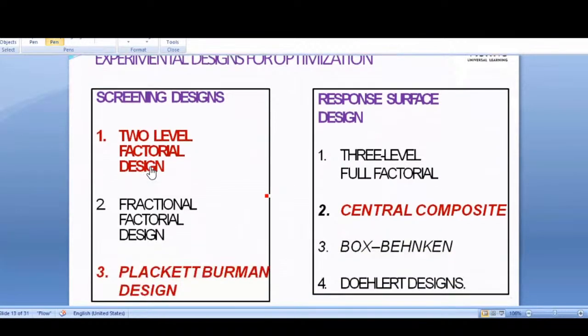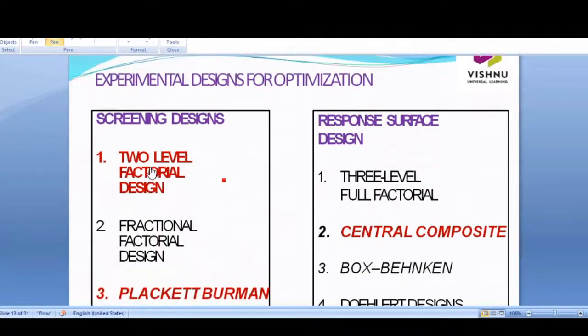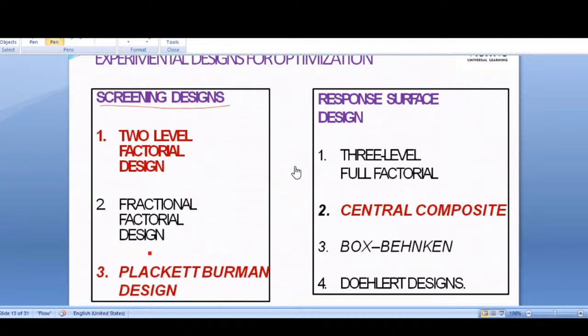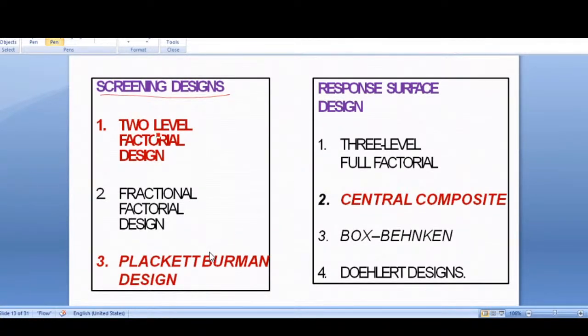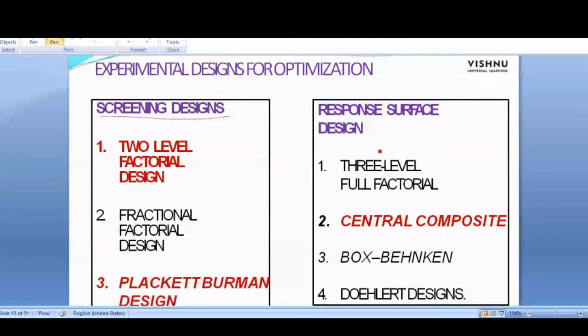So these are the right side screening designs. There are three types of designs for screening the maximum number of parameters: two level factorial design, fractional factorial design, and Plackett-Burman design. These three are the major ones that can be helpful to screen the significant factors for the investigation on the response surface design.